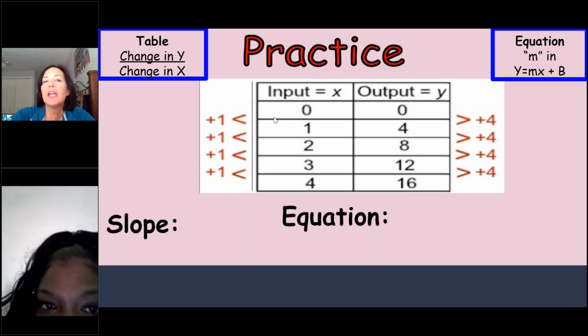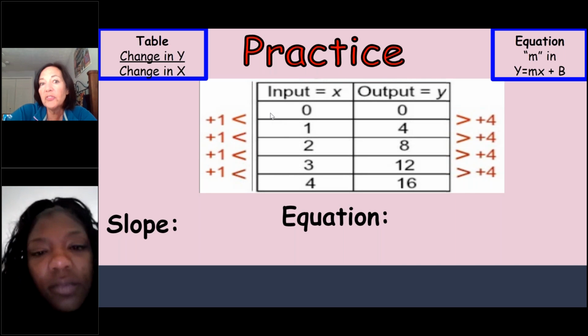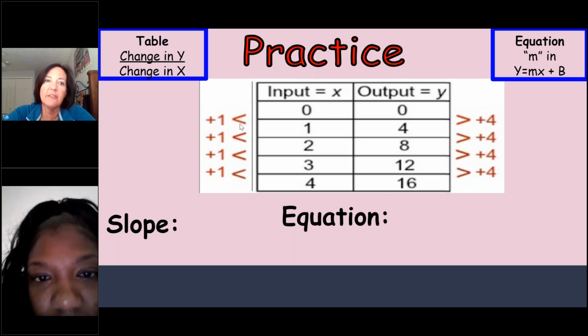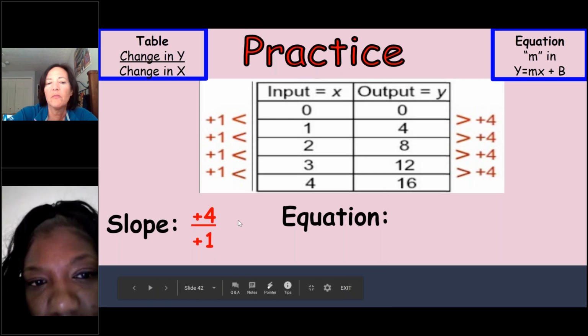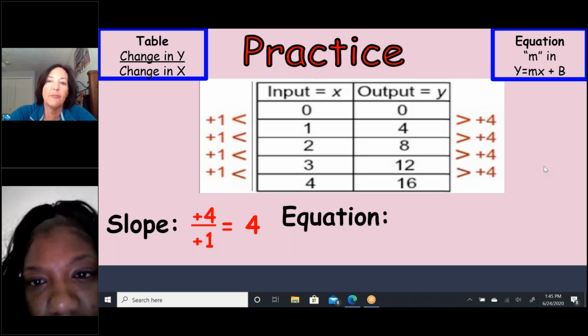Now we need to look at our change in x. And so most tables, I'm not going to say most, I'm going to say many tables go up by 1, which is really convenient for us. But not all tables. We're going to have some different examples. So now, if on the y side, it goes up by 4 each time, and on the x side, it goes up by 1, our slope would be positive 4 over positive 1, which we're just going to write as 4. I mean, 4 over 1 is the same thing as saying 4. So that's our slope. Why don't you see if you can write an equation for this table?